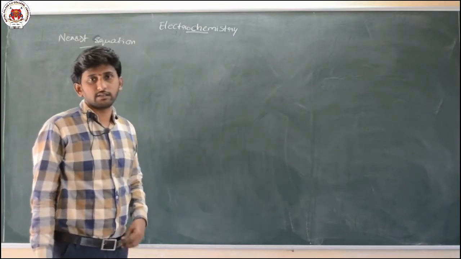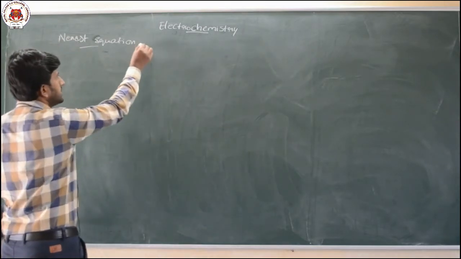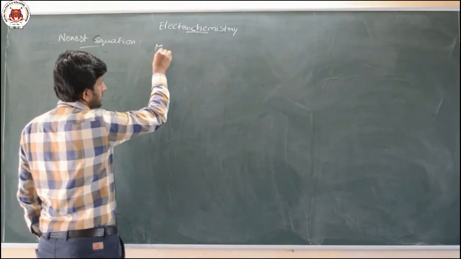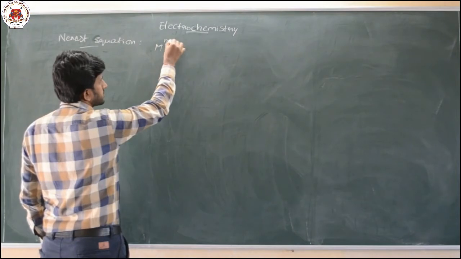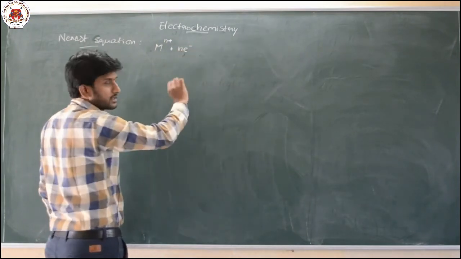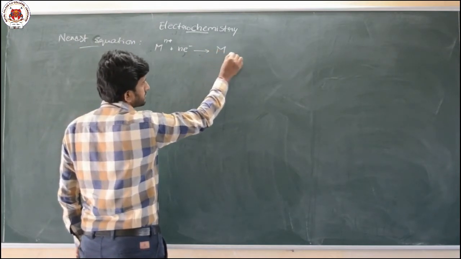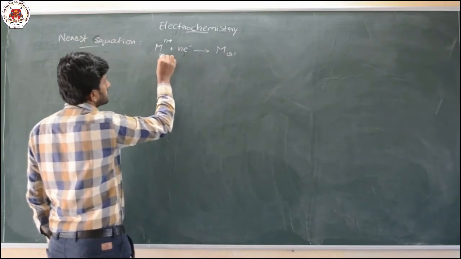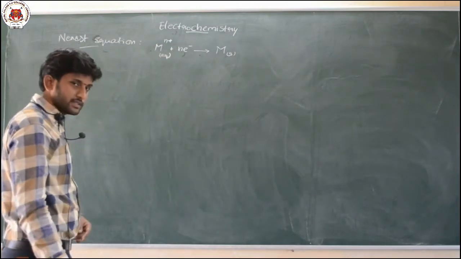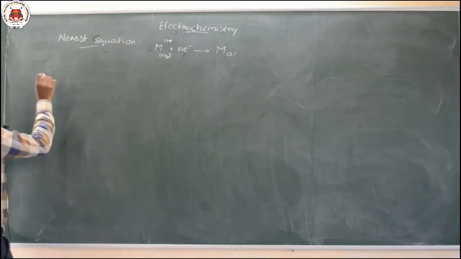In the last class we derived an equation considering one reduction reaction, right. You remember that in the last class: M^n+ plus n electrons gives rise to M. Like this, one reaction we considered, and we derived the Nernst equation for this.